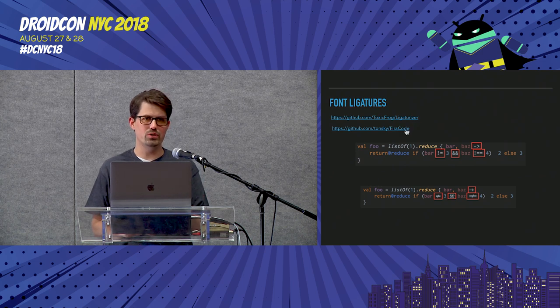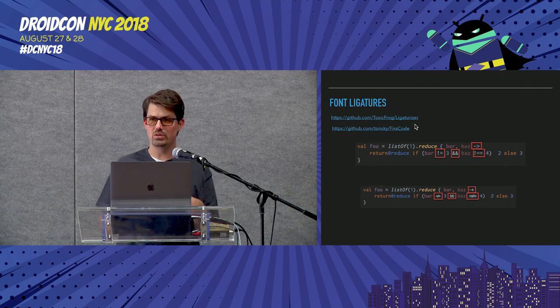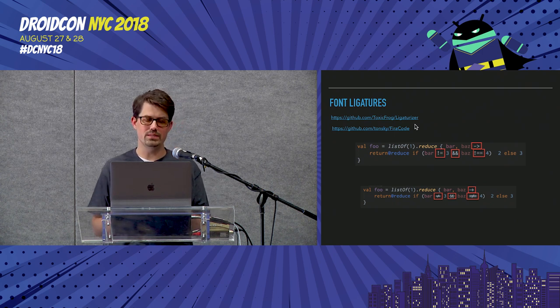So there's two sources to get that. There's one called FuraCode, which has ligatures built in if you want to use that. If you already have a programming font, monospace font that you really like, you can go to this ligaturizer, and they have a script for adding in ligatures to an existing font file. So you can keep the font that you like, but also add these in. And they also have a few pre-built ones of popular programming fonts available on that site.